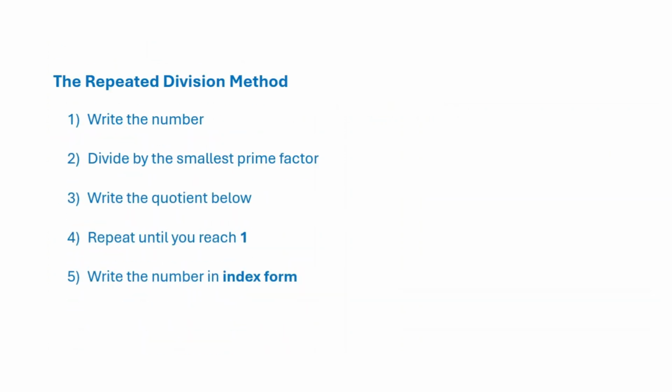Let's see how to find the prime factor decomposition of a number. We'll use the repeated division method. First, we write the number. Then we draw a vertical line next to it. On the right-hand side, we'll write the prime factors we divide by. Each time, we divide by the smallest prime number that divides the current number exactly. Then we write the result underneath and repeat the process. We continue until we reach 1. Once we reach 1, the numbers on the right-hand side will be the prime factors of the original number.